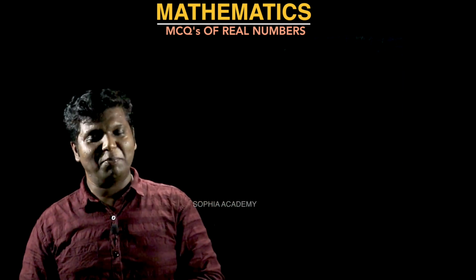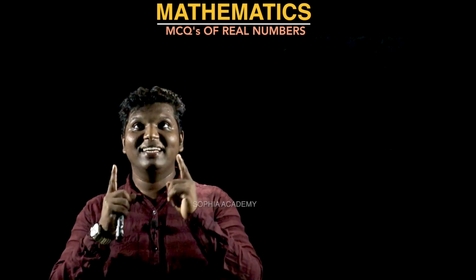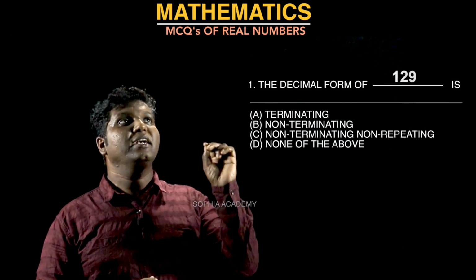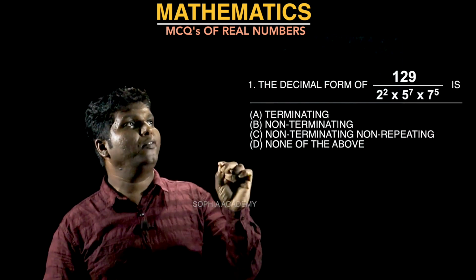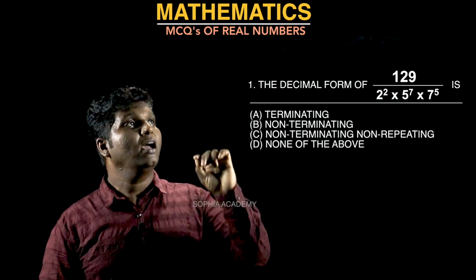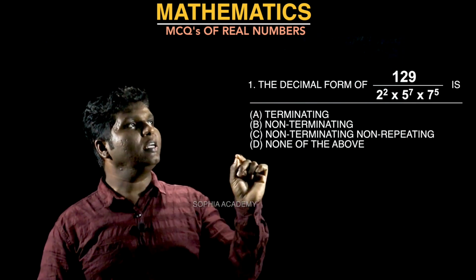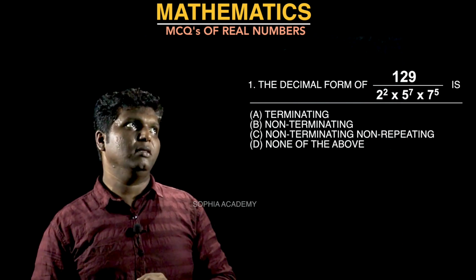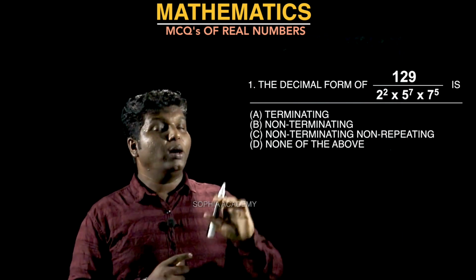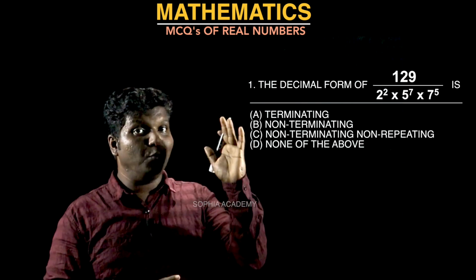So here goes the first chapter before you, real numbers, and here is the first question. The decimal form of 129 divided by 2 square into 5 raised to 7 into 7 raised to 5 is: terminating, non-terminating, non-terminating non-repeating decimal. Let me copy it down. What is the fraction given? That is what you have to see.